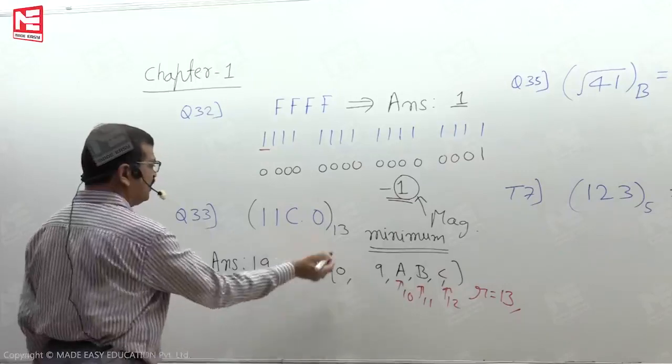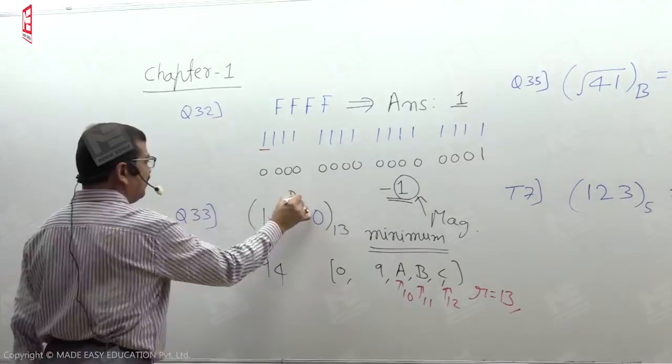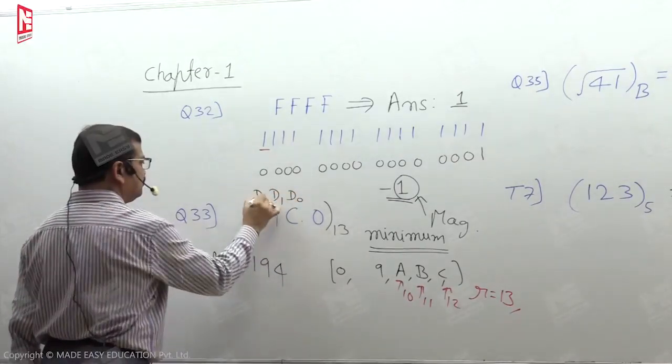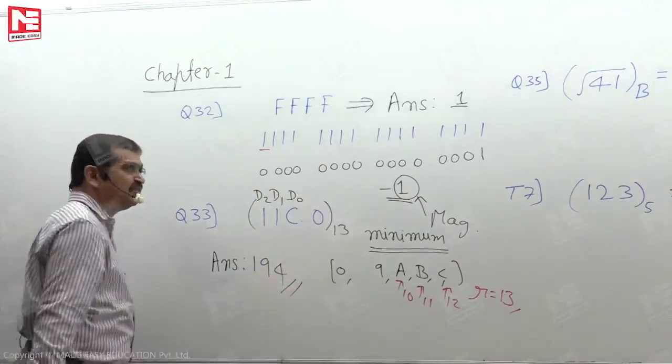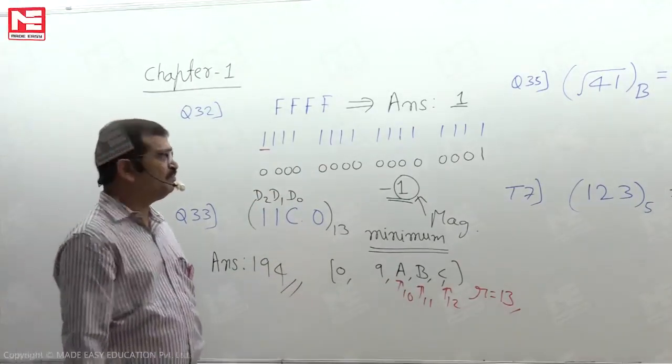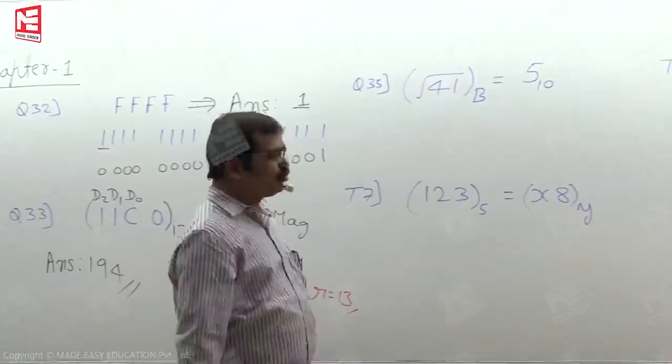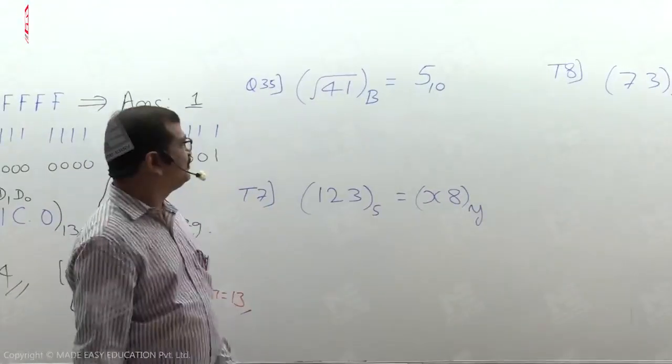194. So base 13, general description D0, D1, D2. With this notation, we try well. Answer is 194. Come to the next question, question number 35.